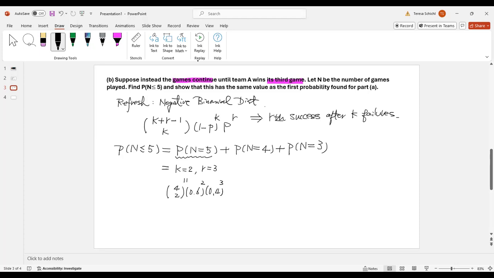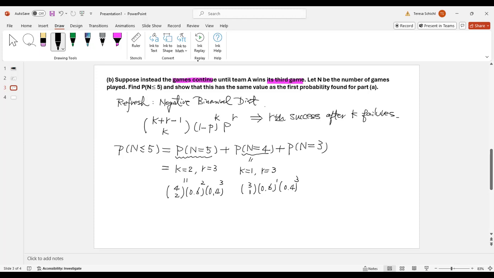Now for n equals 4, that means the 4th game. When n equals 4, k means I'm only going to fail once, and then I get 3 wins. So you plug back into the PDF: 1 plus 3 minus 1 is 3, so it's 3 choose 1. Then you're going to have 0.6, you fail once, and 0.4, you win 3 times.